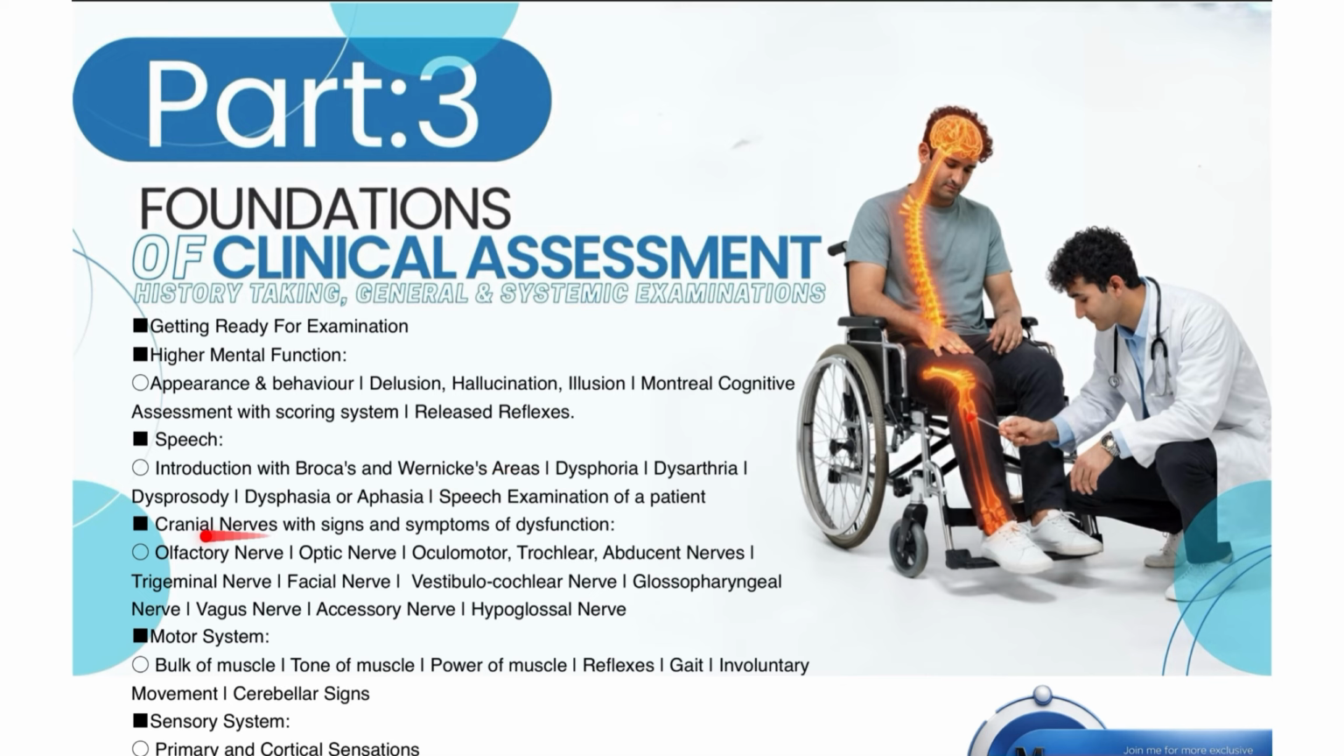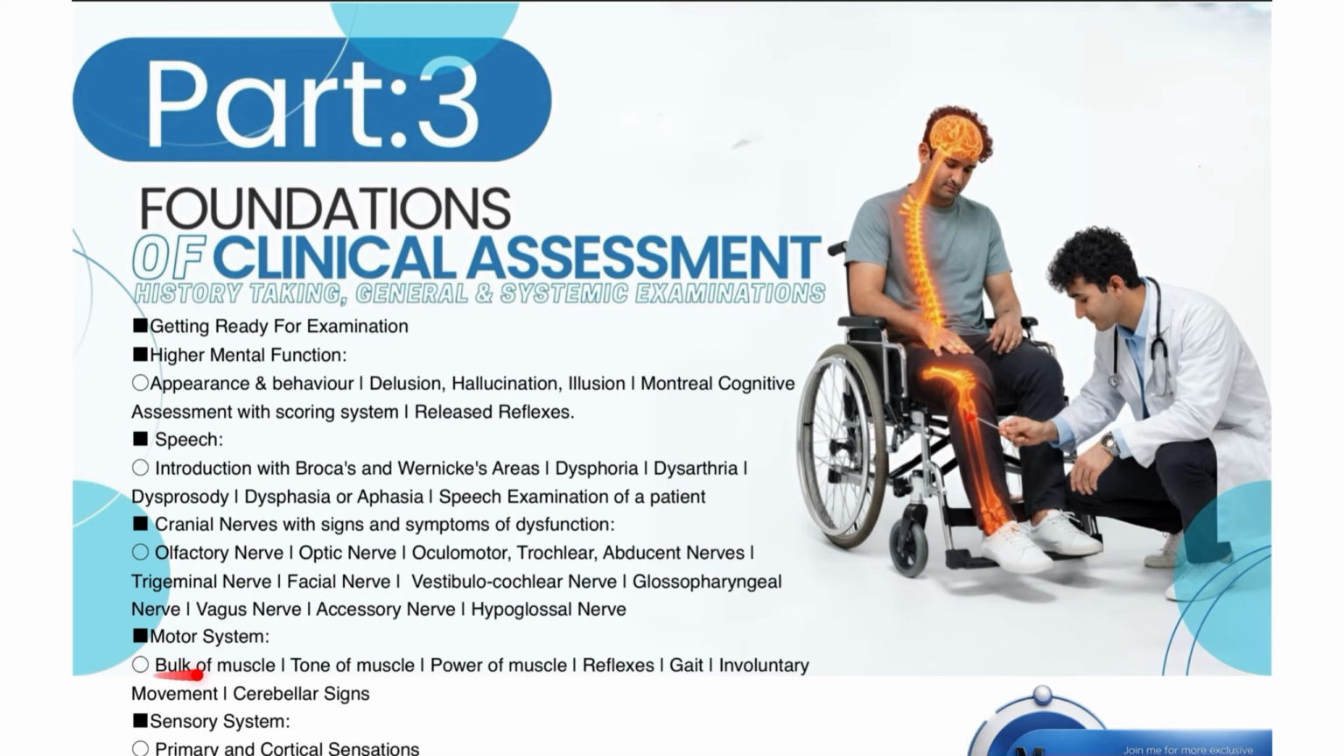Then we focus on 12 cranial nerves with signs and symptoms of dysfunction, starting with olfactory nerve, optic nerve, and then we study 3 cranial nerves together, such as oculomotor, trochlear, and abducent nerve. Then we discuss trigeminal nerve, facial nerve, vestibulocochlear nerve, glossopharyngeal nerve, vagus nerve, accessory nerve, and then the 12th one, which is hypoglossal nerve.